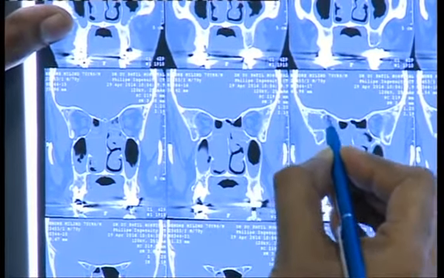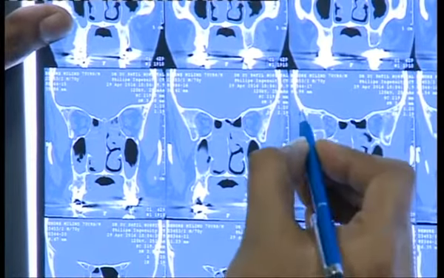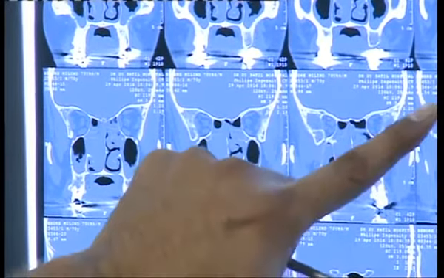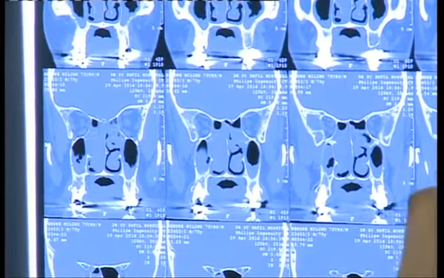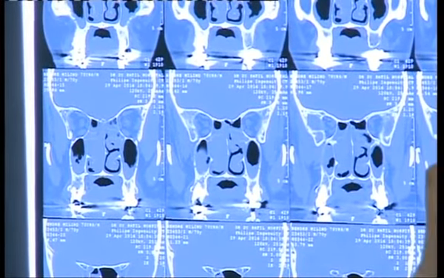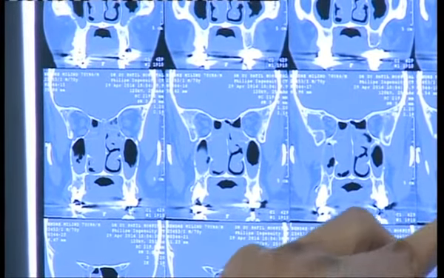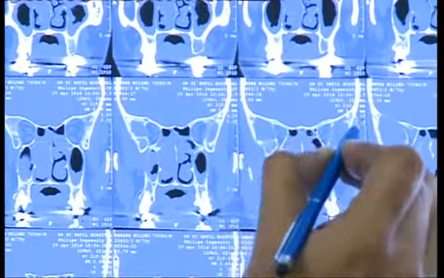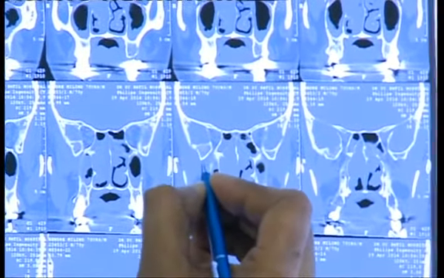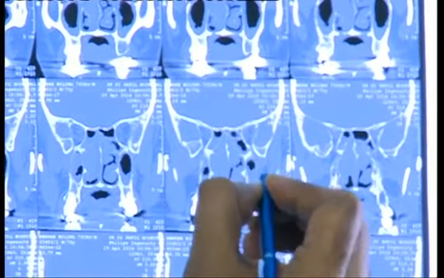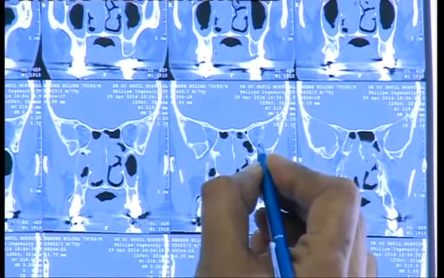And see the roof of the posterior ethmoid, right from here to here, this plate of bone. Can you see this? Now, as you go behind, this is still posterior ethmoid. Can you see now? The septum is intact and the floor is intact. In this posterior-most part, what you see is the beginning of the inferior orbital fissure on both sides. Can you see?